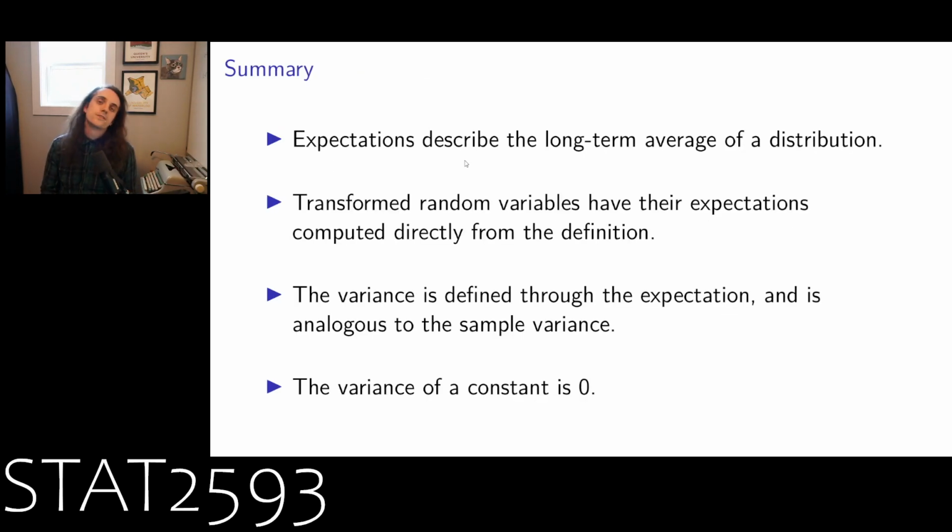That's the very quick overview of the expected value in the discrete setting. So expectations are going to describe the long-term average for a distribution. We can think about either taking the expectation of a random variable or of its transformed random variable, and we can directly compute that from the definition. The variance is going to be defined through the expectation. It's the same expectation we used to define the variance in the sample case, and we saw that the variance of a constant is 0.